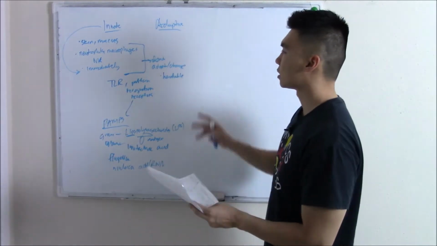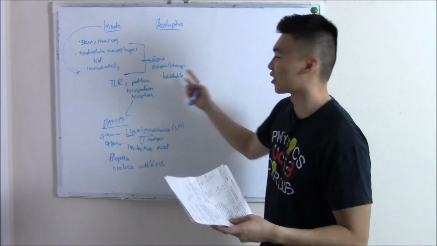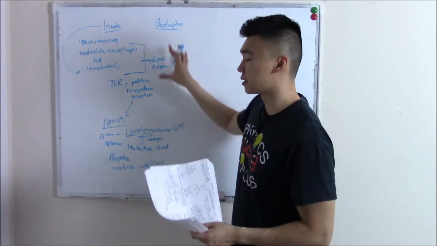Okay. Sometimes it might say your innate immune system is germ-line encoded. That means it's heritable. All right. So don't get thrown off. So that's our talk about the cells of your immune system.